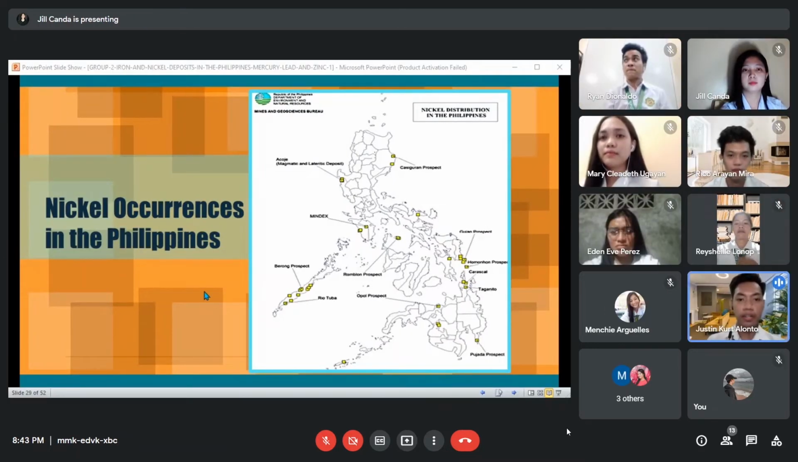And here are the different locations of the nickel occurrences in the Philippines. In Luzon, we have the Casiguran Prospect, the Acoje magmatic and lateritic deposits, the Mindex, and in Palawan, we have the Rio Tuba and the Berong Prospect. In Visayas, we have the Romblon Prospect, the Giwan Prospect, Homonhon, and the Homonhon Prospect. In Mindanao, we have the Opal Prospect, Pujada Prospect, and in Taganito, in Surigao del Norte, as well as Carrascal in Surigao del Sur.